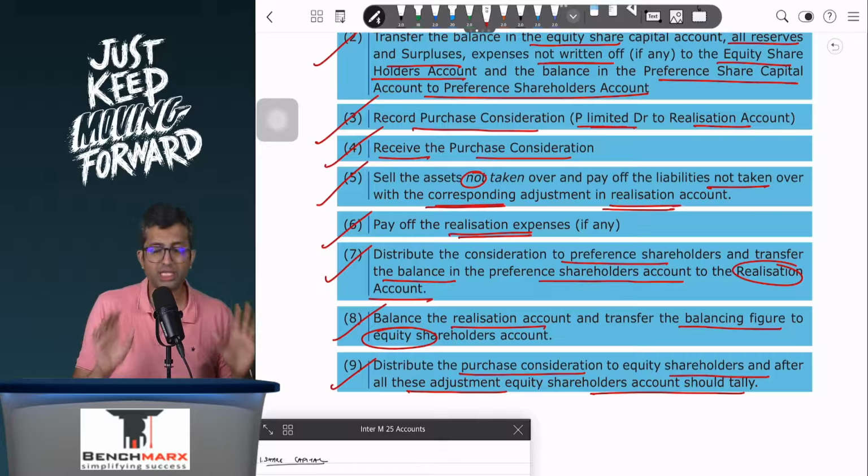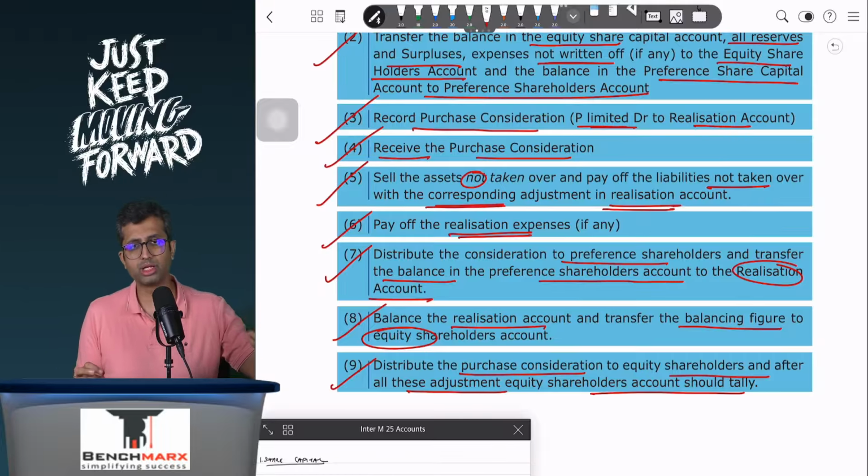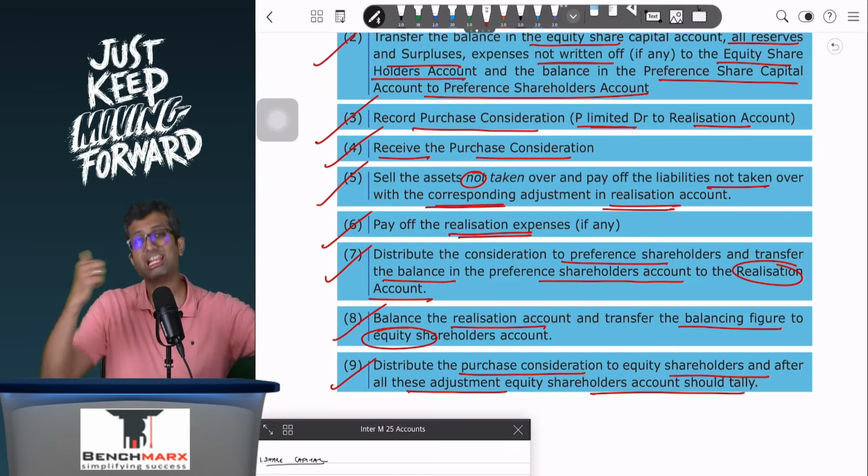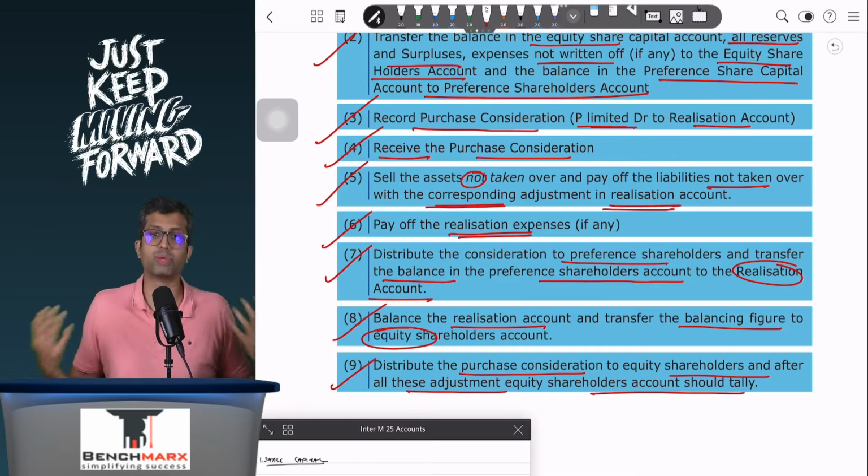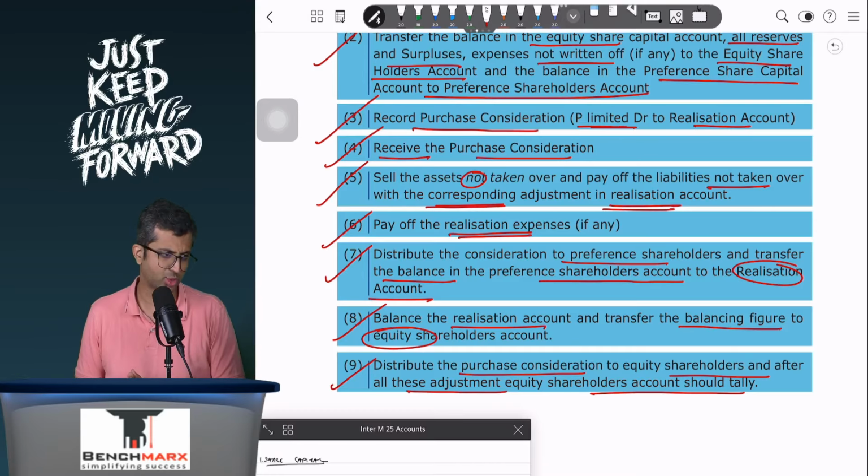Fourth, then you will pay off the liabilities not taken over, or recover the assets which are not taken over, pay realization expenses, if any. Then if there's any preference shareholders, close that, take the transfer to realization, balance realization, take the gain or loss on realization, which has to be borne by the equity shareholders, and the equity shareholders account has to tally.